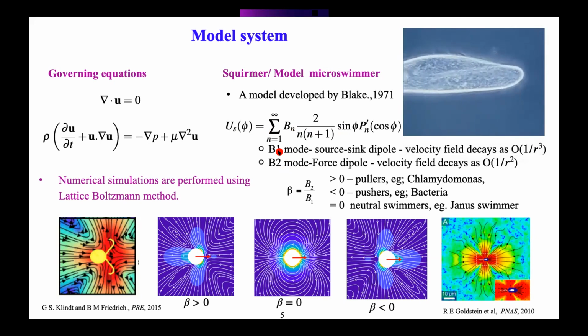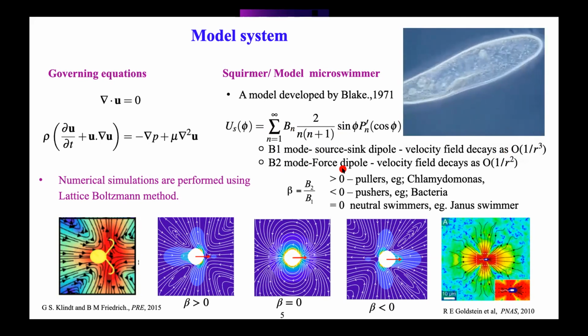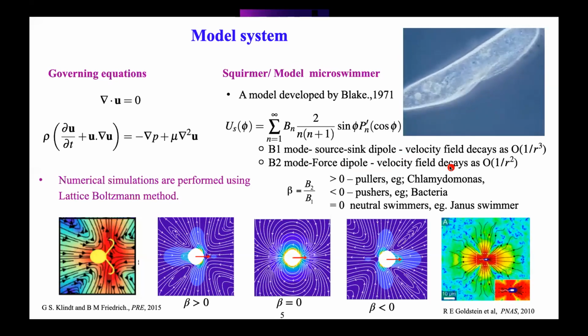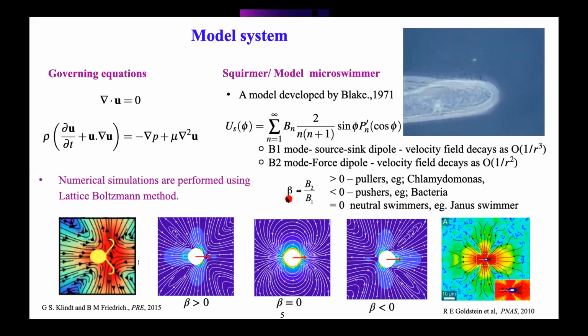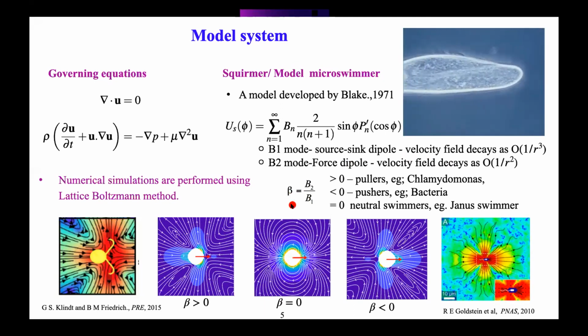And B1 mode gives a source dipole flow field, and the velocity field decays as order 1 by r cubed. And B2 mode generates a force dipole flow field with velocity field decaying as order 1 by r squared. And beta is another important parameter, which is defined as the ratio of B2 to B1. This parameter is used to model different types of swimmers in simulation.